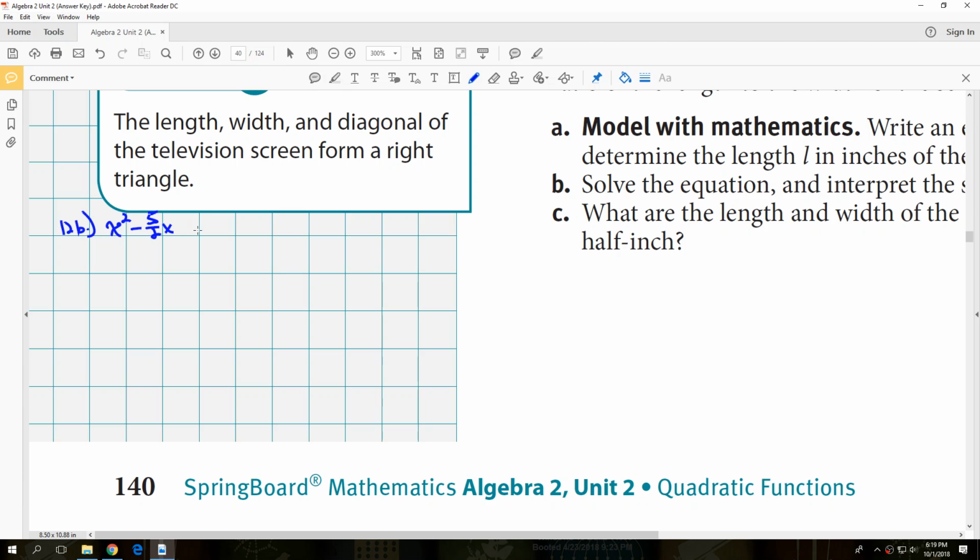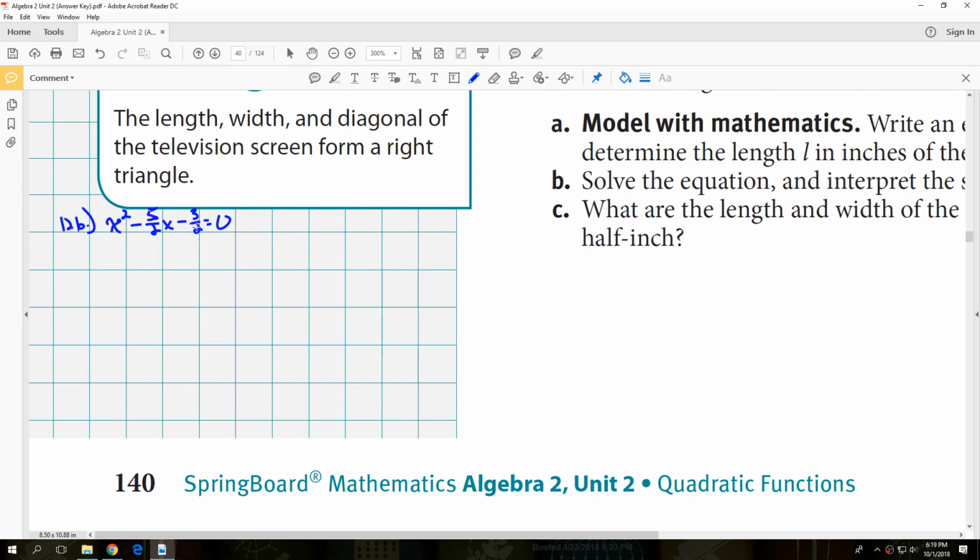Sorry, I'm looking at a bunch of different things here as I'm going. So many problems. Every time I look over at my other screen that you guys aren't seeing, I'm trying to relocate where I left off. So minus 5 over 2x, and then minus 3/2 is equal to 0. Okay, we're set up here. All right, so back to this.